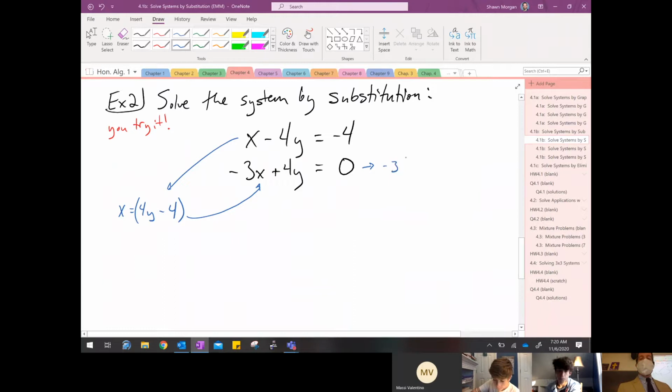It's going to be, instead of -3x, -3 times something, plus 4y equals 0. And what is that something? 4y minus 4. 4y minus 4. Perfect. 4y minus 4. Okay.